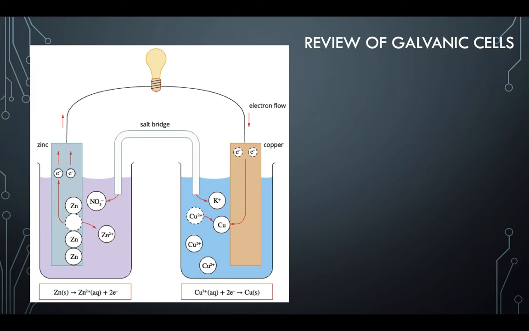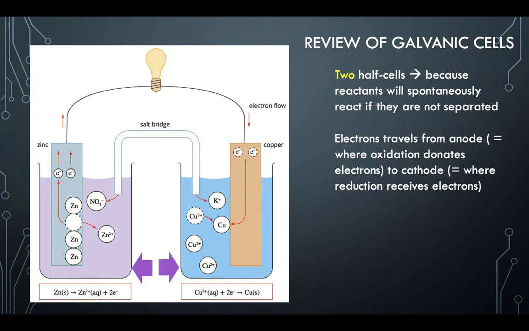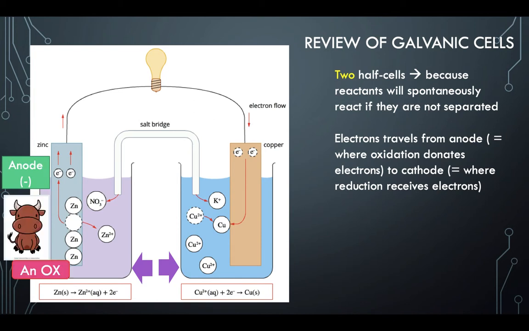So we say that galvanic cells utilize a spontaneous chemical reaction and obtain energy from that spontaneous chemical reaction. So the reactants will spontaneously react if they are put together, if they are in direct contact with each other. So we need to separate them into two half cells. Okay? And then electrons travel from the half cell where oxidation happens. Oxidation is losing electrons, and the electrons are lost to the external circuit. So where oxidation happens is defined as the anode.